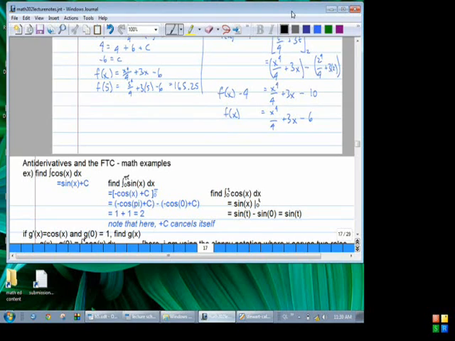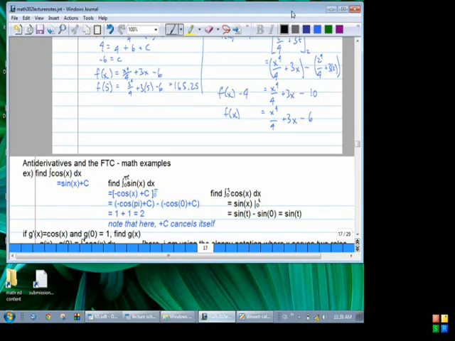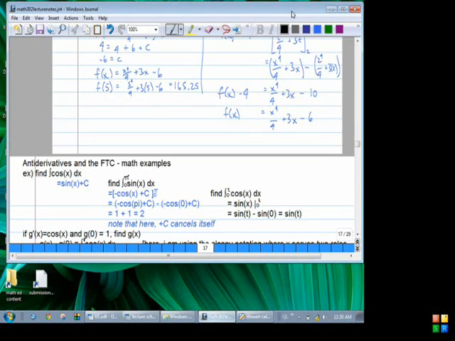Here is another problem similar to the one we did previously. If g prime is cosine x and g of 0 is 1, let's find g. How do we do that? Actually, you do it yourself.